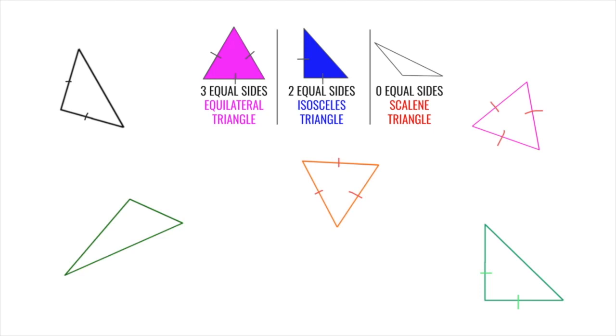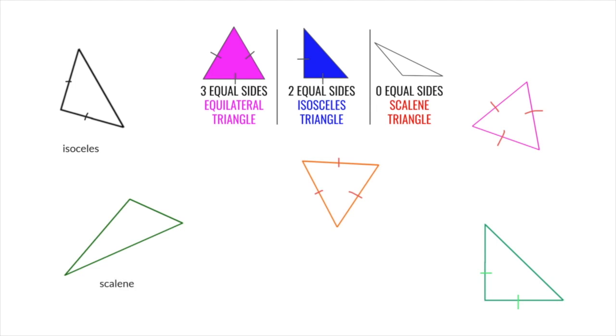Let's practice classifying triangles based on their sides. The first triangle has 2 equal sides marked by the lines through each side. So 2 equal sides means it's isosceles. The second green triangle underneath has no equal sides, so we call that scalene.